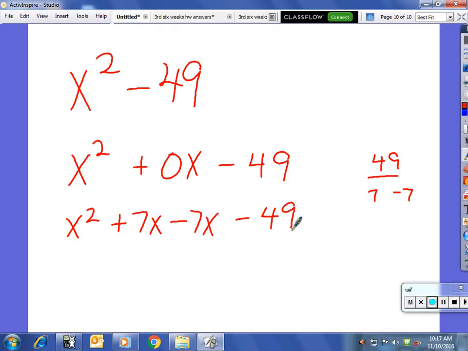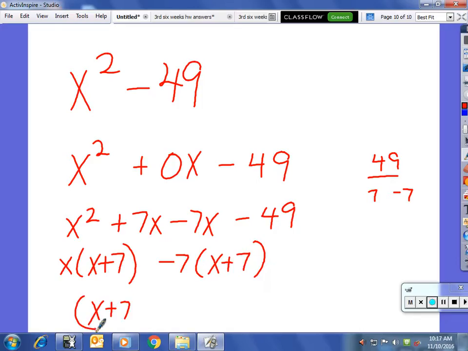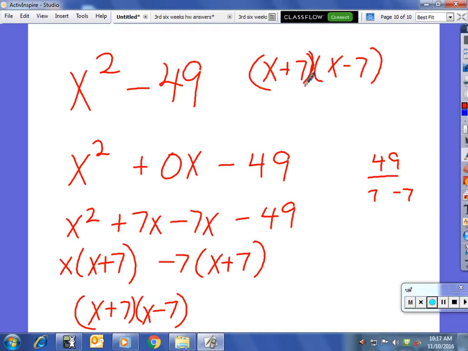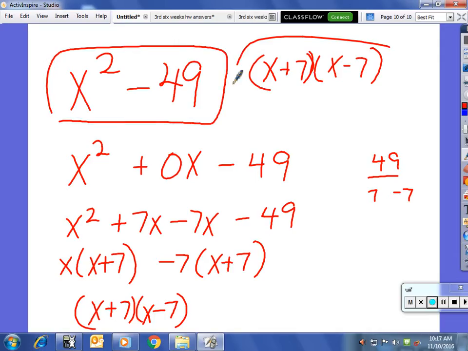What's the GCF of the first pair? X, and you're left with x plus 7. What's the GCF of the second pair? Negative 7, and you're also left with x plus 7. Factor out an x plus 7, and you're left with x minus 7. Okay, now, are you noticing a relationship between the question and the answer? Is there something we could do to kind of eliminate some steps here?